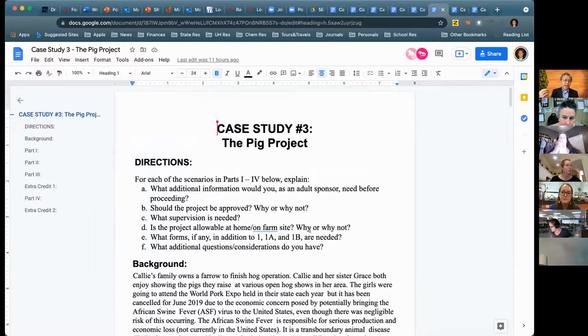Okay, ask yourself, what additional information do I need? Do I have enough? Can I go ahead and approve this? Why or why not? Who's going to be the supervisor? Can they do this at home, or do they need a school or a research institution? And the additional forms that they need. These are all part and parcel of what you need to be doing at the project level.